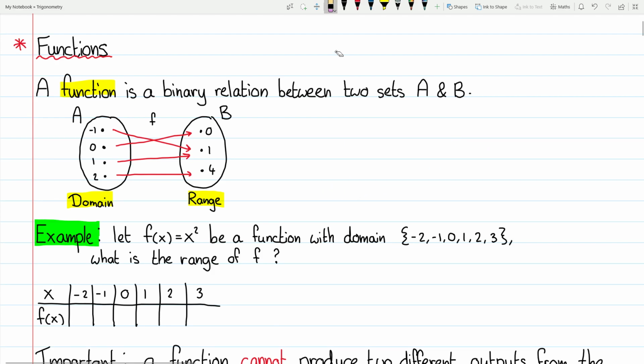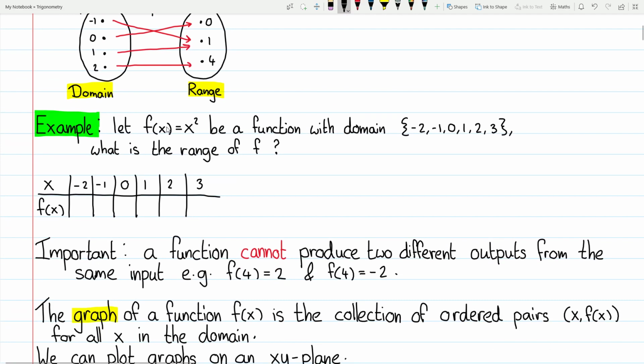So let's do a brief example just to illustrate some notation. Here we have f of x equals x squared. This is a function with a domain, and I've given you a collection of numbers here. The question asks, what is the range of f? Well, let's do some notation here. Let's do f of -2. So I'm evaluating the function at -2, which is one of our inputs here.